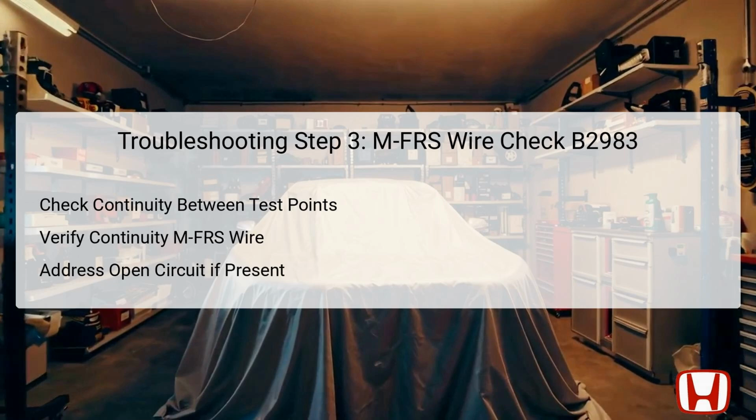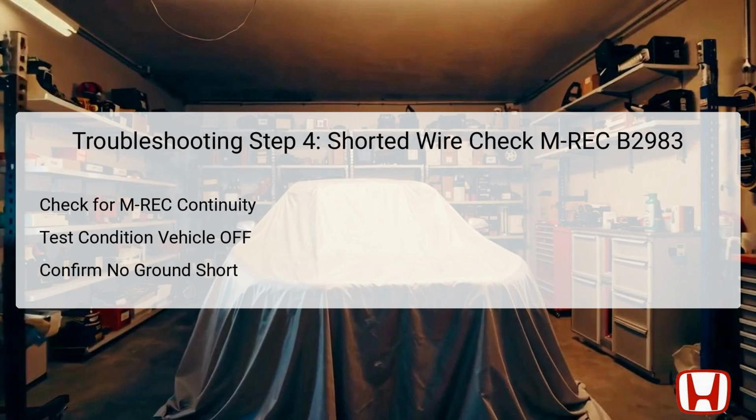This needs addressing to prevent communication issues within the climate control system, directly impacting operational reliability. The next step focuses on identifying potential shorts in the MREC wire circuit. Begin with the vehicle in the off-lock state, keeping the previous connectors disconnected. Check continuity again, this time between Climate Control Unit Connector B, pin 17, and a solid body ground.